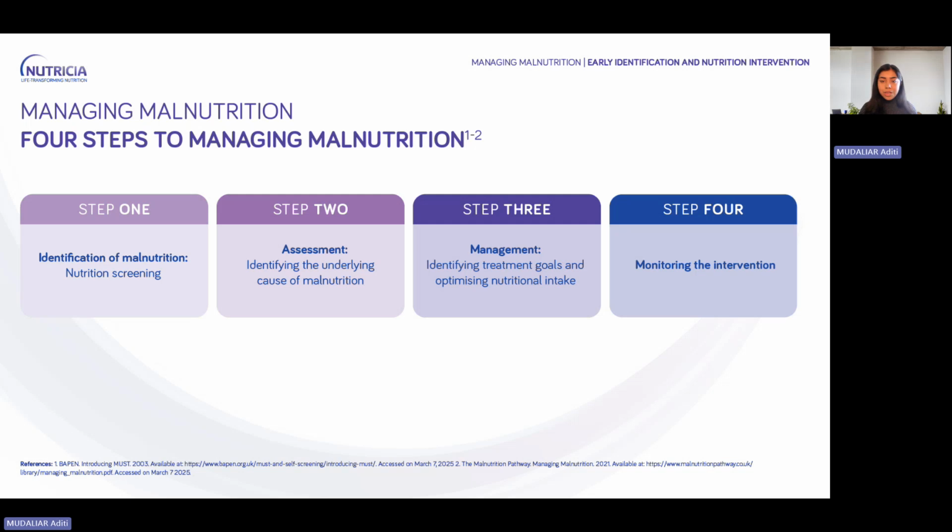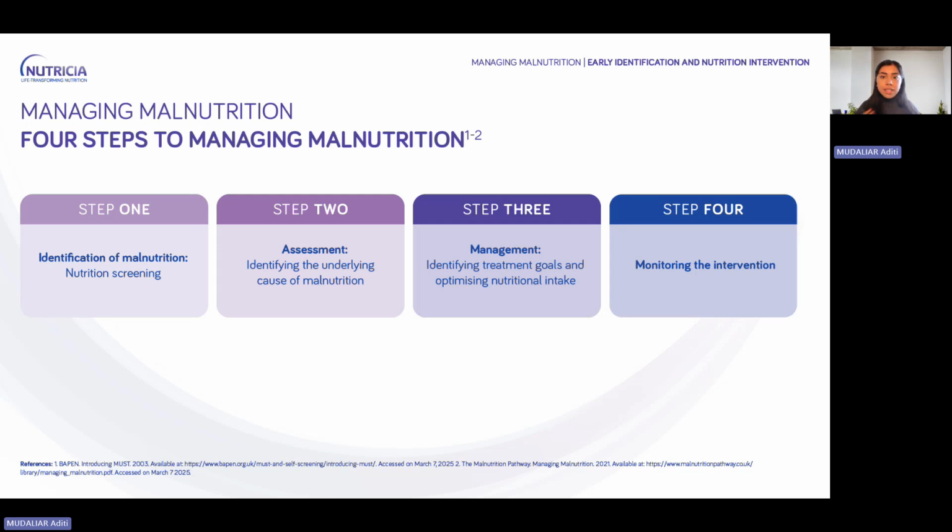So how exactly do we manage malnutrition? Managing malnutrition involves a four-step process. First is identification, where we use nutrition screening to recognise those at risk. Second is assessment, so understanding the cause of and factors surrounding intake through discussions with your patient can help you to understand the true extent of malnutrition.